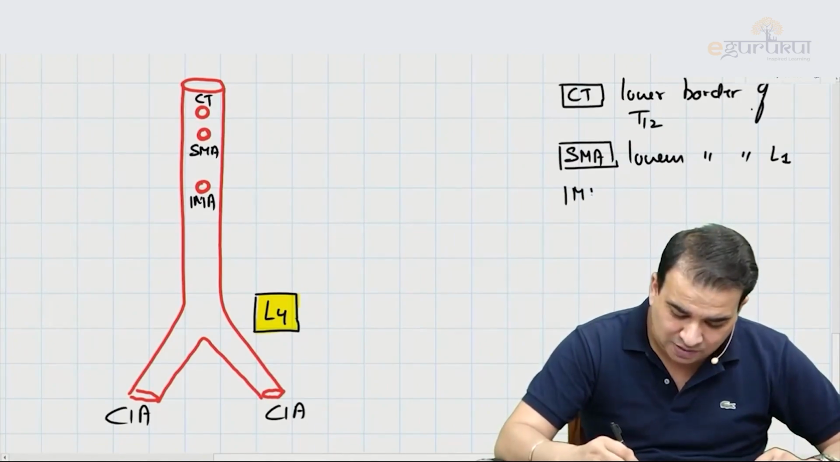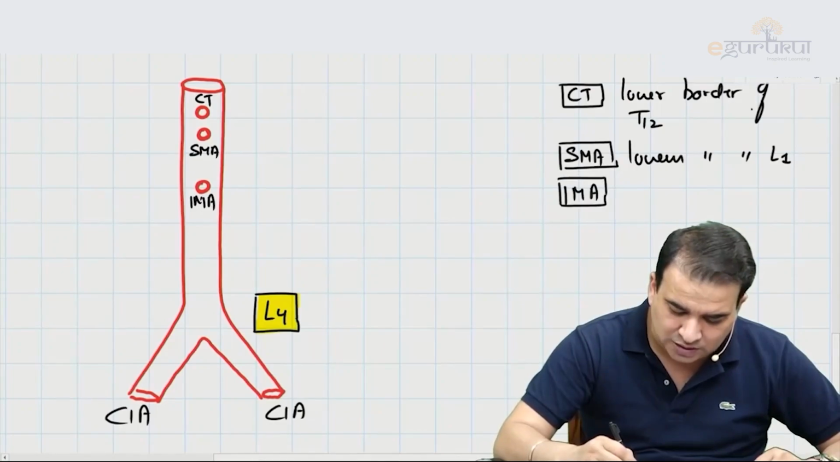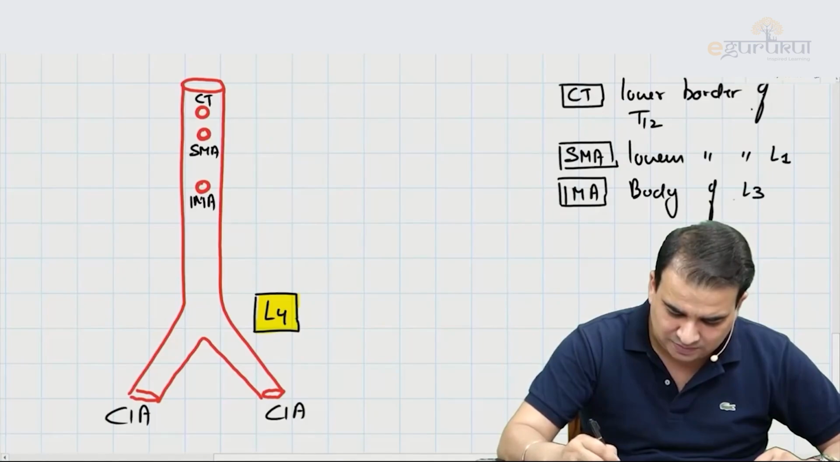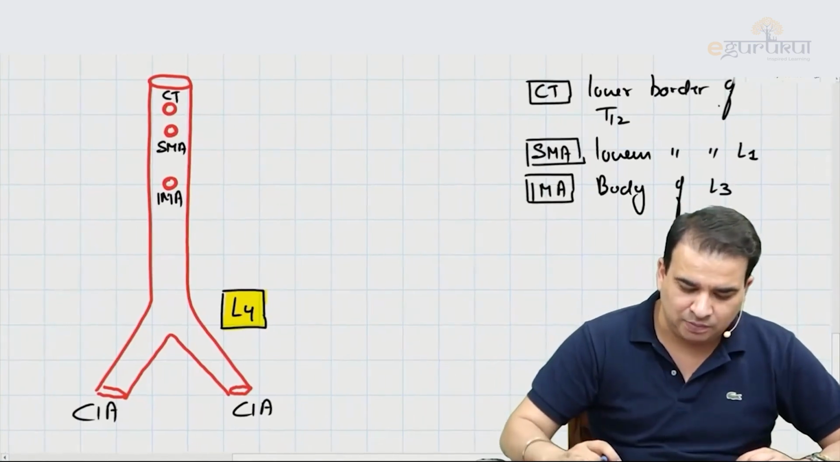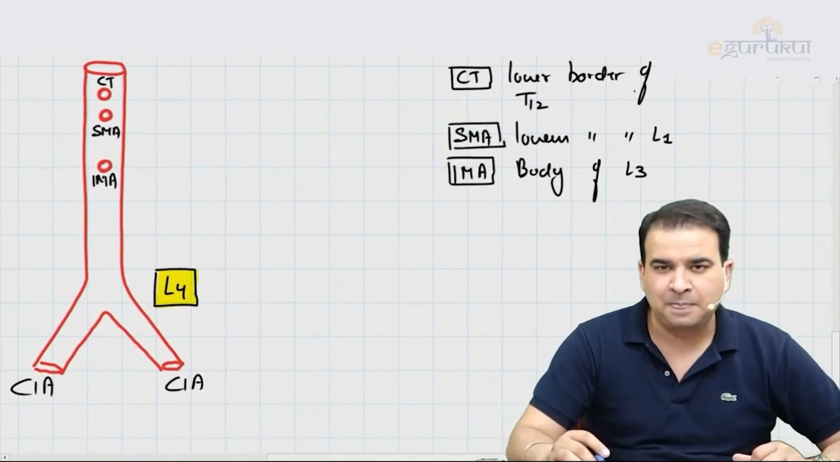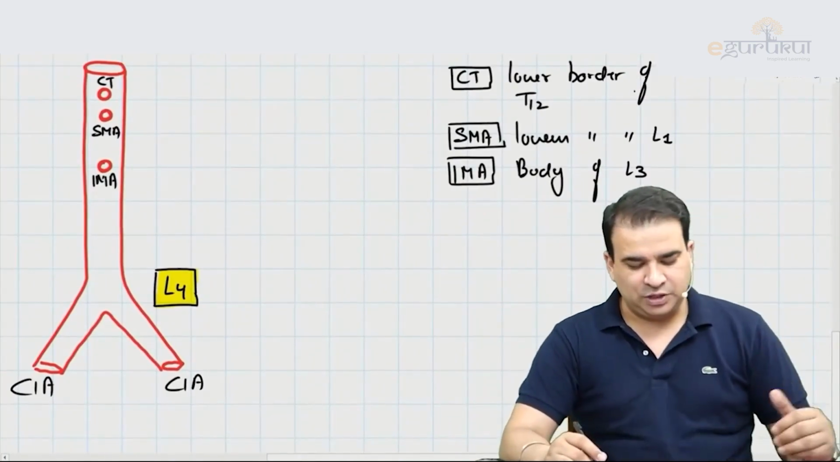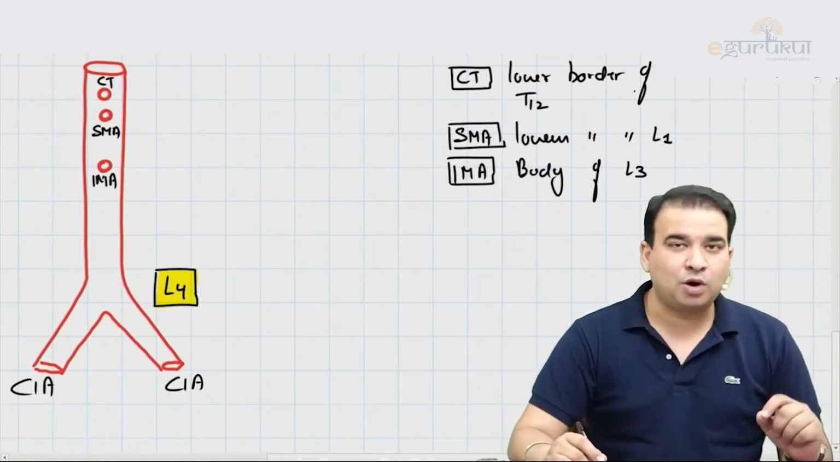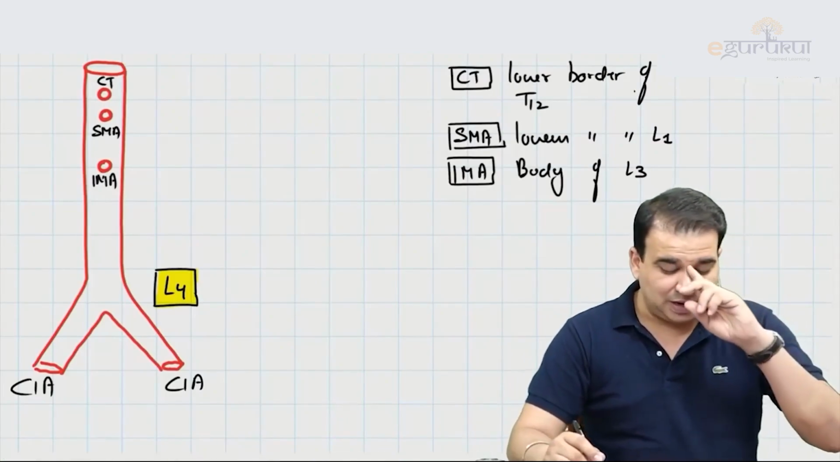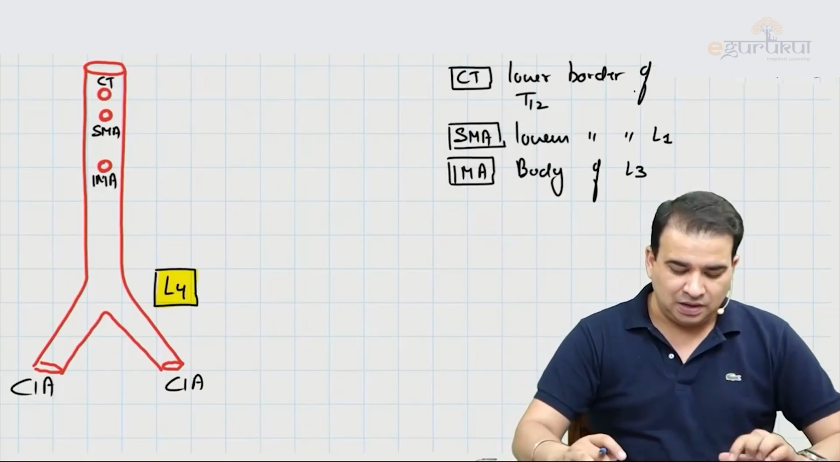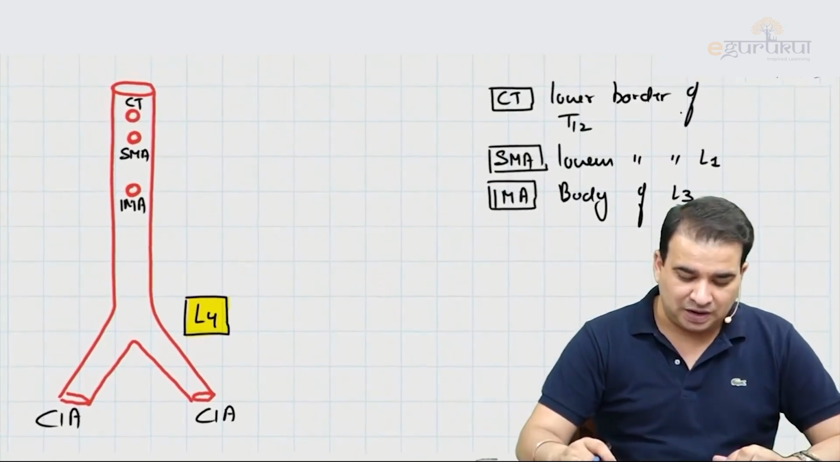Whereas the inferior mesenteric artery will be seen originating at the level of the body of L3 vertebra. So lower border of T12 is for the celiac trunk, lower border of L1 is for the superior mesenteric, and body of L3 vertebra is the level for the origin of the inferior mesenteric artery.